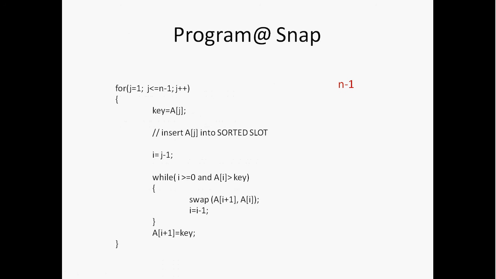So if I ask how many times this loop will go, remember the asymptotic notation, right? Okay, so you will tell me, yes, obviously n minus 1 times this for loop will run, because it goes from 1 to n minus 1. Perfect. Now what about the while loop?